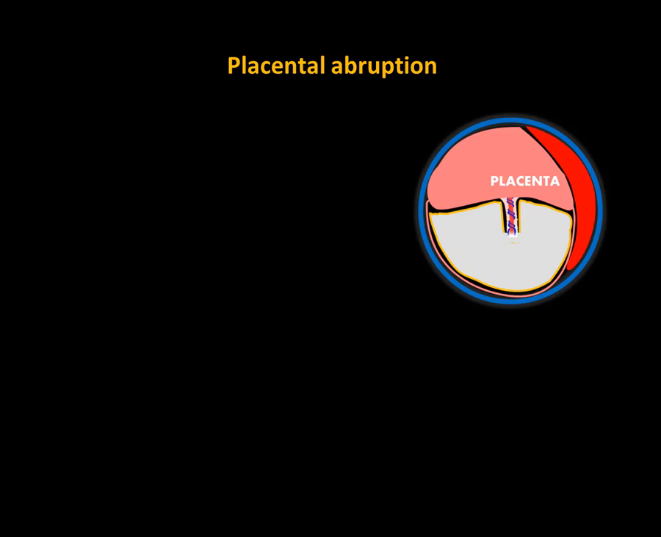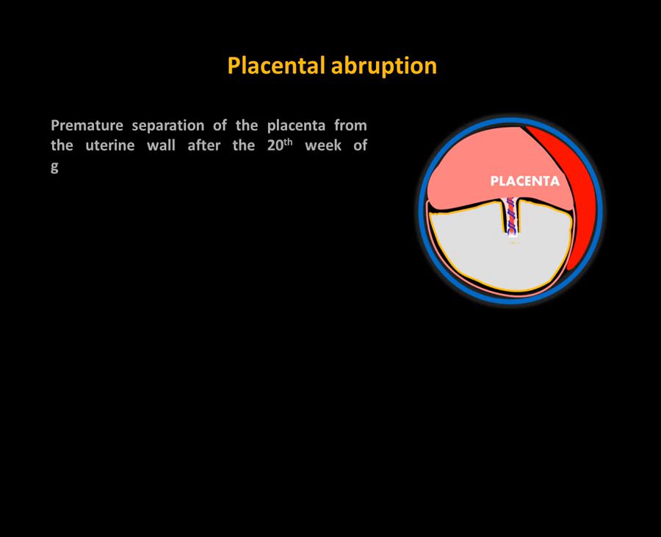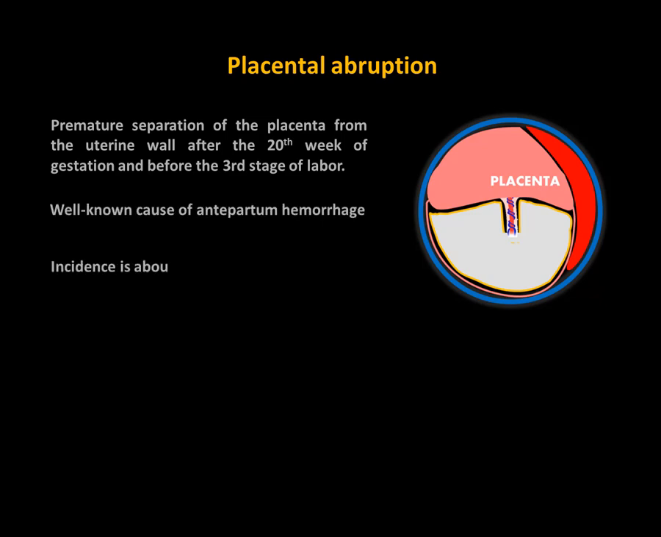Placental abruption refers to a premature separation of the placenta from the uterine wall, after the 20th week of gestation and before the 3rd stage of labor. It is a well-known cause of antepartum hemorrhage. The estimated incidence is about 1% of all pregnancies.